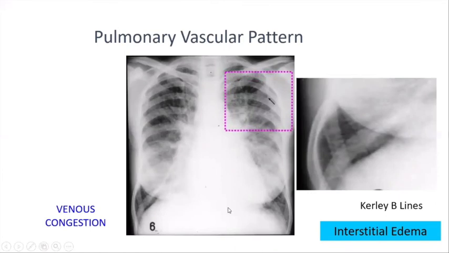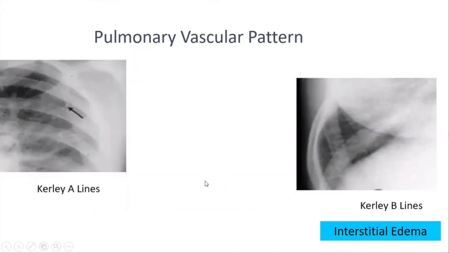Now venous congestion. For venous congestion, there are two typical findings, Kerley A lines and Kerley B lines. What are the Kerley lines? The Kerley lines are due to interstitial edema. We can see a fine linear opacity extending from the pleura to the hilar region. This is the Kerley A line. It extends from the periphery to the central region, that is the hilum. It is longer, and more complete from the periphery to the hilum.